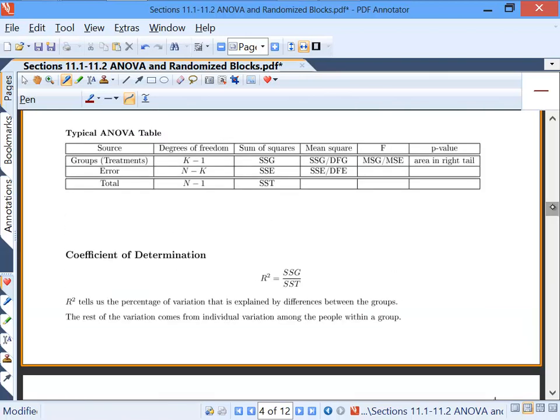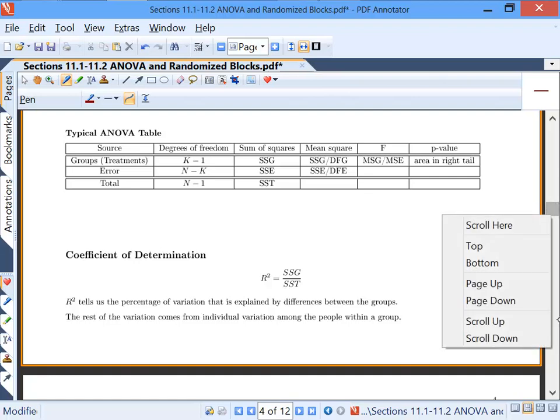The last thing to look at is your coefficient of determination, which is R squared, and it's SSG, sum squares group over sum squares total. R squared tells us the percentage of variation that's explained by the differences between the groups. And the rest of the variation comes from the individual variation among the people within a group. So we'll use that in a problem and then it will make sense.